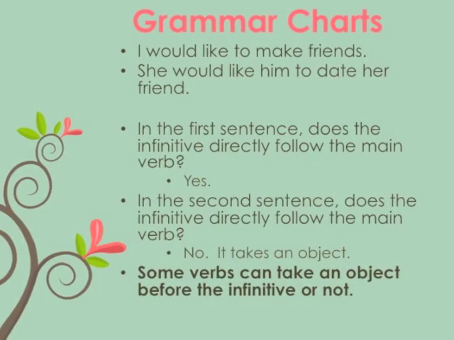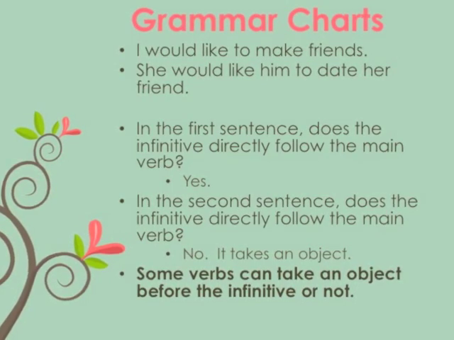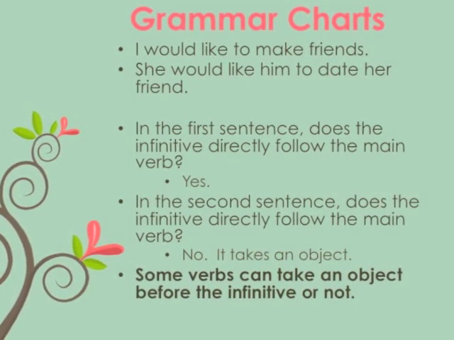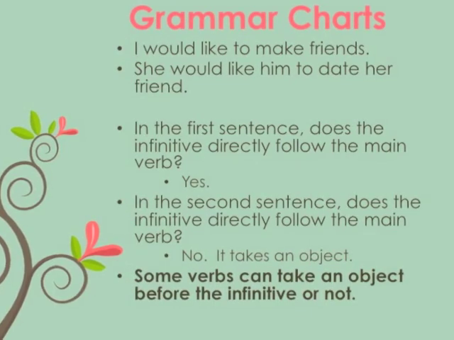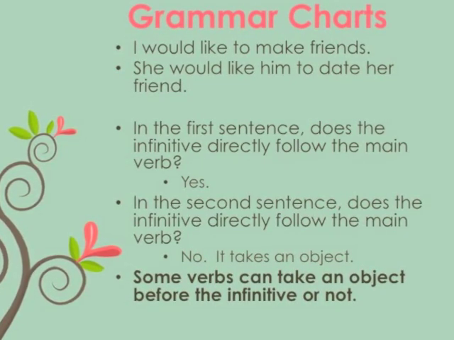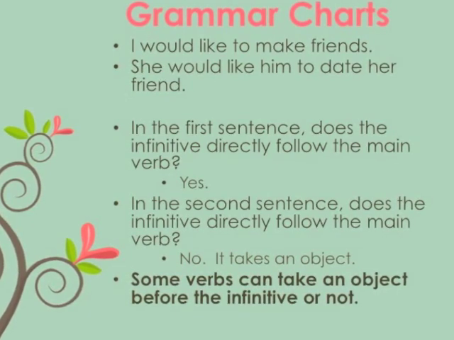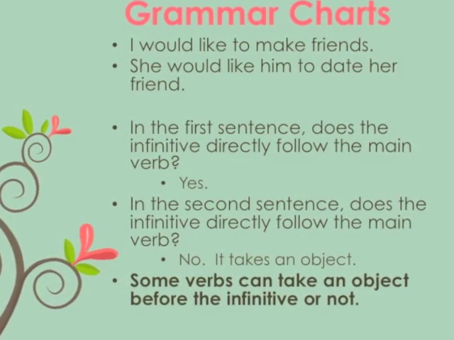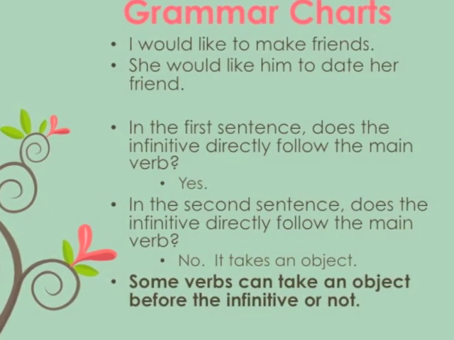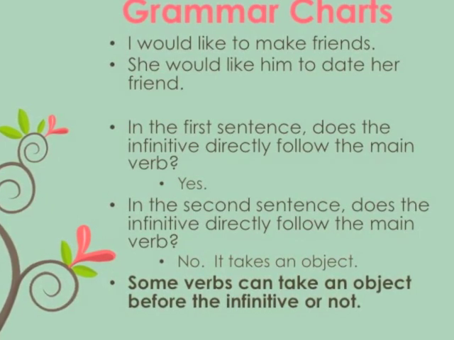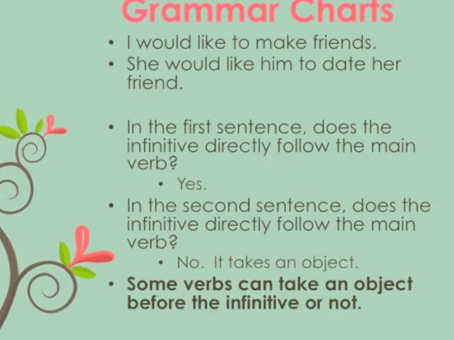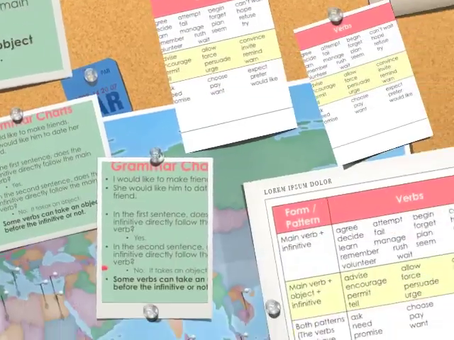Let's look at the second sentence though. In this sentence, does the infinitive directly follow the main verb? Go ahead and pause and figure it out. No, it takes an object, right? The word him is between would like and to date. So here we have an example of verbs that can take an object before the infinitive or not, right? I would like to make friends, no object. She would like him to date her friend. Him is the object.